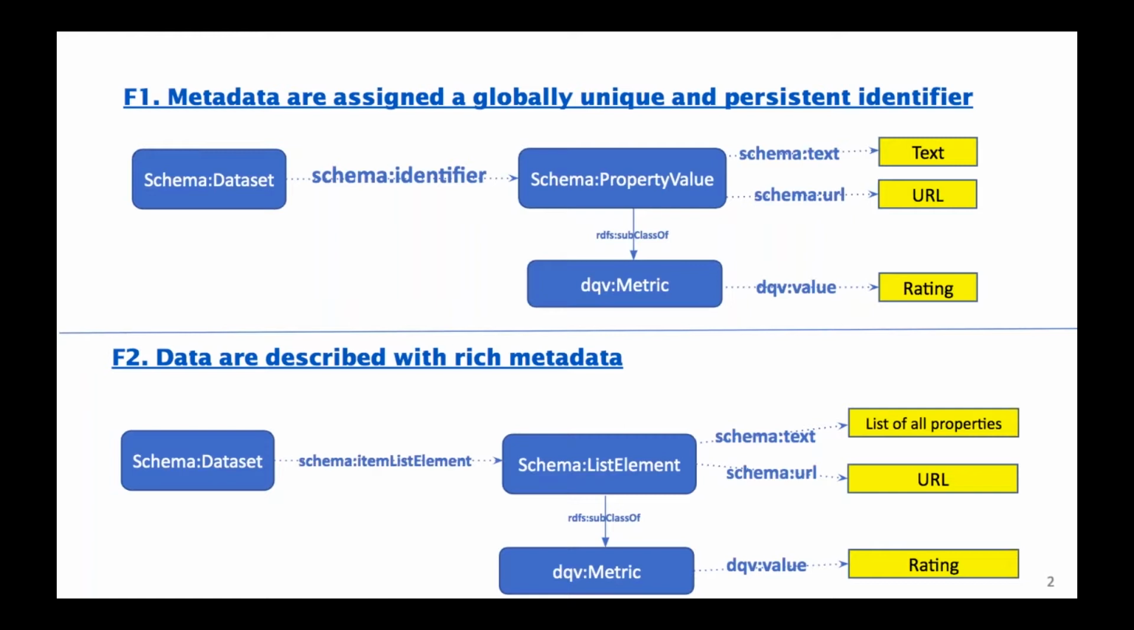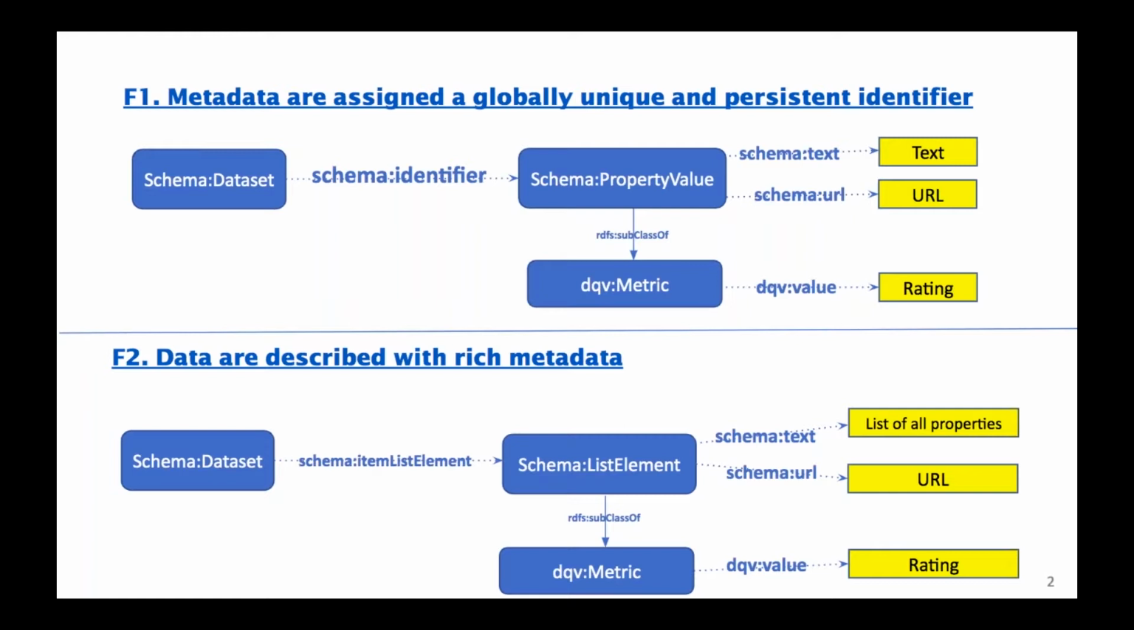Next, we have F2: data are described with rich metadata. We choose the property called item list elements, linking dataset and list elements, and listing all the properties that form the rich metadata, and also inserting the metric value rating for this principle.